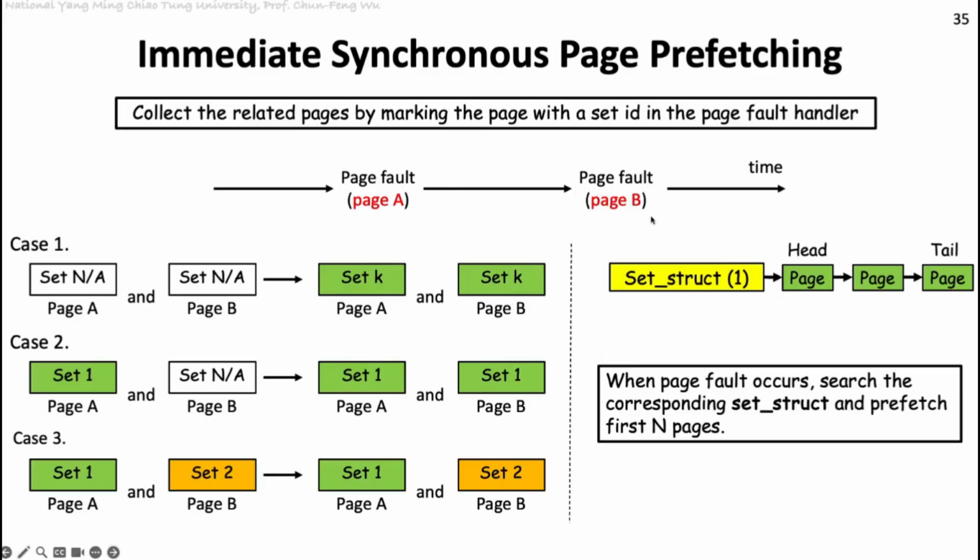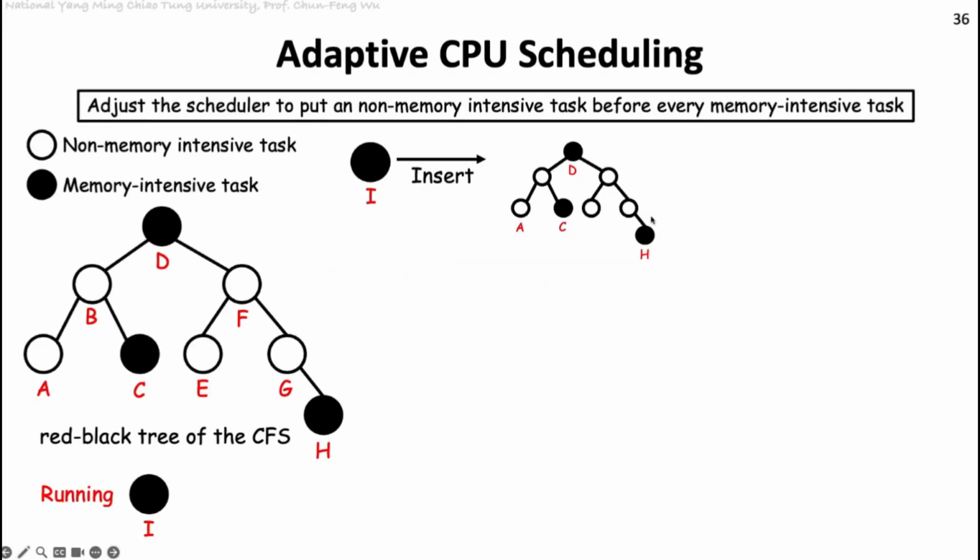Okay. So the second solution is about adaptive CPU scheduling. Actually, this idea is quite simple. We only slightly modify the CFS.